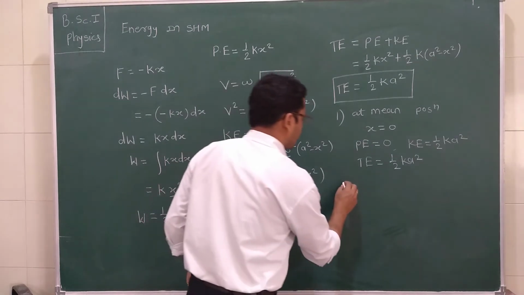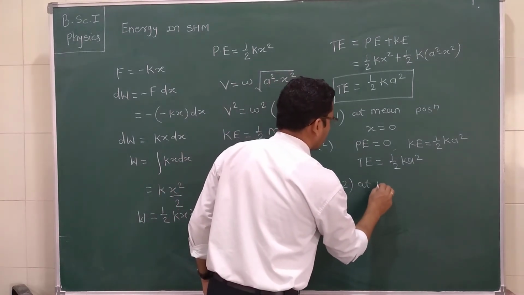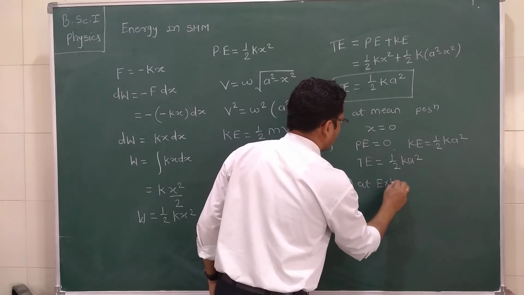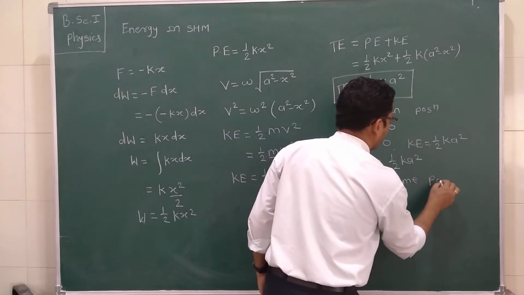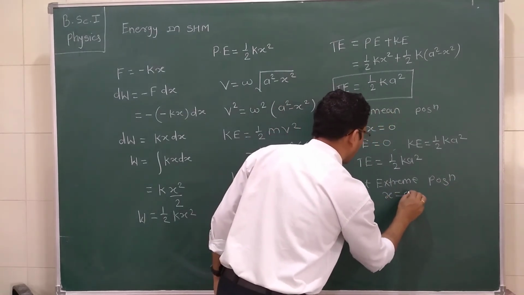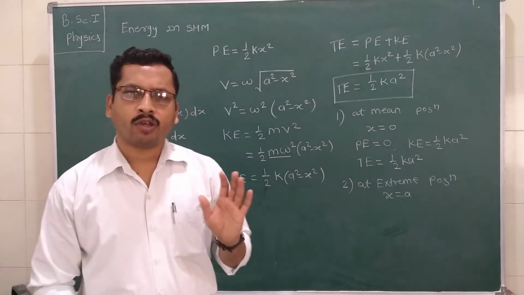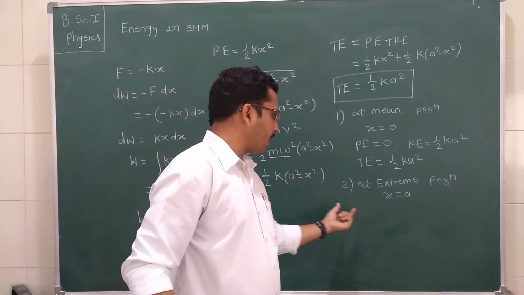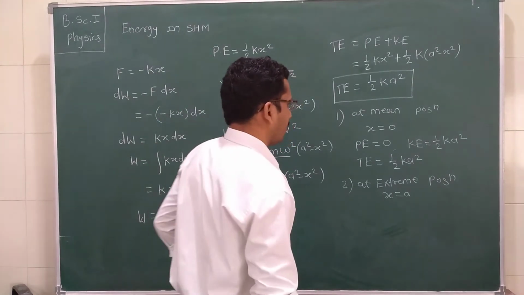Now the second case, in which we take the particle at the extreme position. So when it is at the extreme position, we can say that x is equal to a, that is the amplitude. The maximum displacement of a particle is equal to the amplitude of a simple harmonic motion. So x is equal to a.